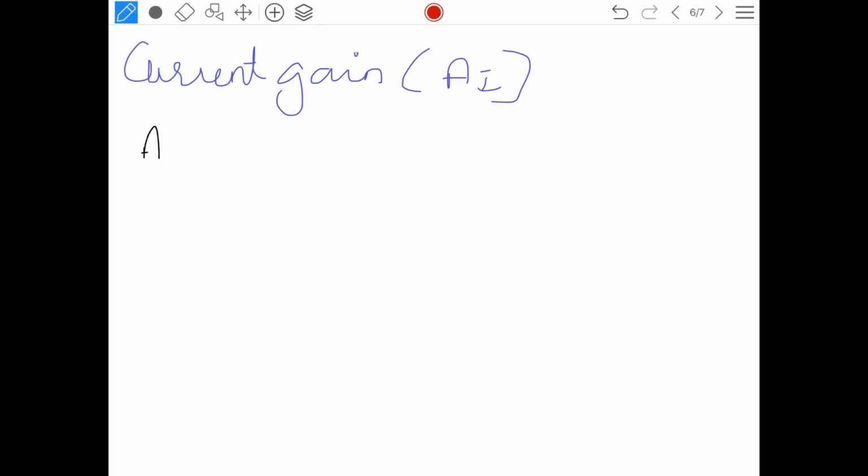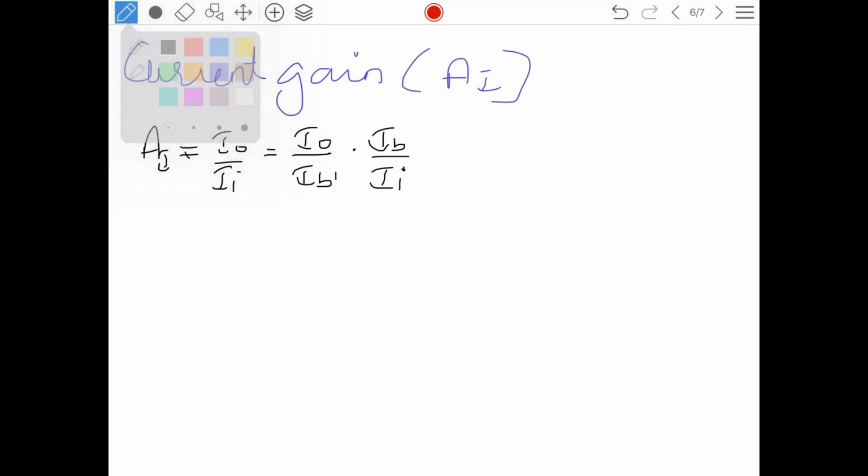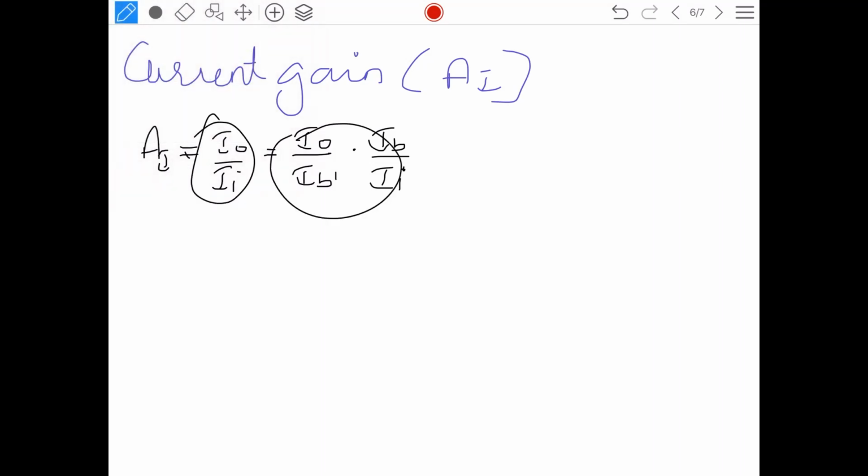Now let us do the current gain. What is the representation of current gain? AI. As the name itself tells, it is a gain term. AI is equal to output over input, I0 over I1. I am just multiplying and dividing by the same term, IB1, and rearranging. Here this term is mathematically similar to this. Correct?